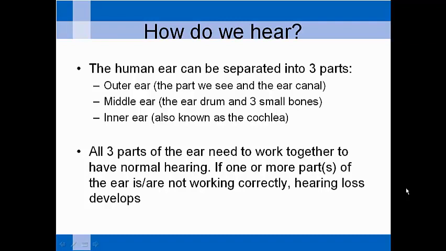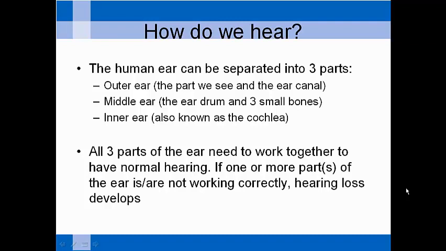The second part is also known as the middle ear. This is where the eardrum and those three small bones are located. You may have learned them as the hammer, the anvil, and the stirrup. They have slightly different medical names for that. And then the third part of the ear is known as the inner ear. The other name you may have heard it by is the cochlea.